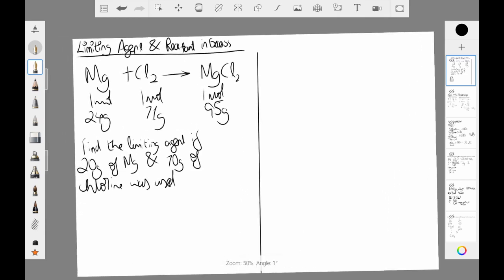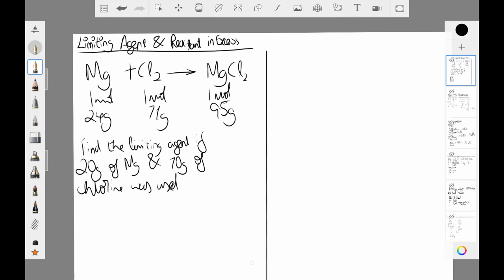I have a reaction over here between magnesium and chlorine to form magnesium chloride. I've already written down the mole and mass relationships, and the question that I came up with is: if 20 grams of magnesium and 70 grams of chlorine were used in this reaction, which of these reactants would be the limiting agent? Now, the limiting agent is the reactant that is in short supply. It's going to be easier to understand once I explain it.